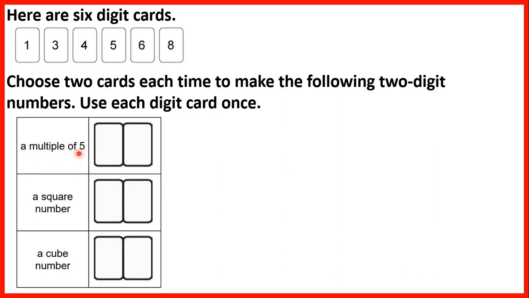Remember, a multiple of 5 is a number in the 5 times table. So all multiples of 5 end in a 0 or a 5. But we don't have 0 as one of our digit cards. So that means the 5 must be the ones digit of this number here. Now, any of our other cards could be used for the tens digit.